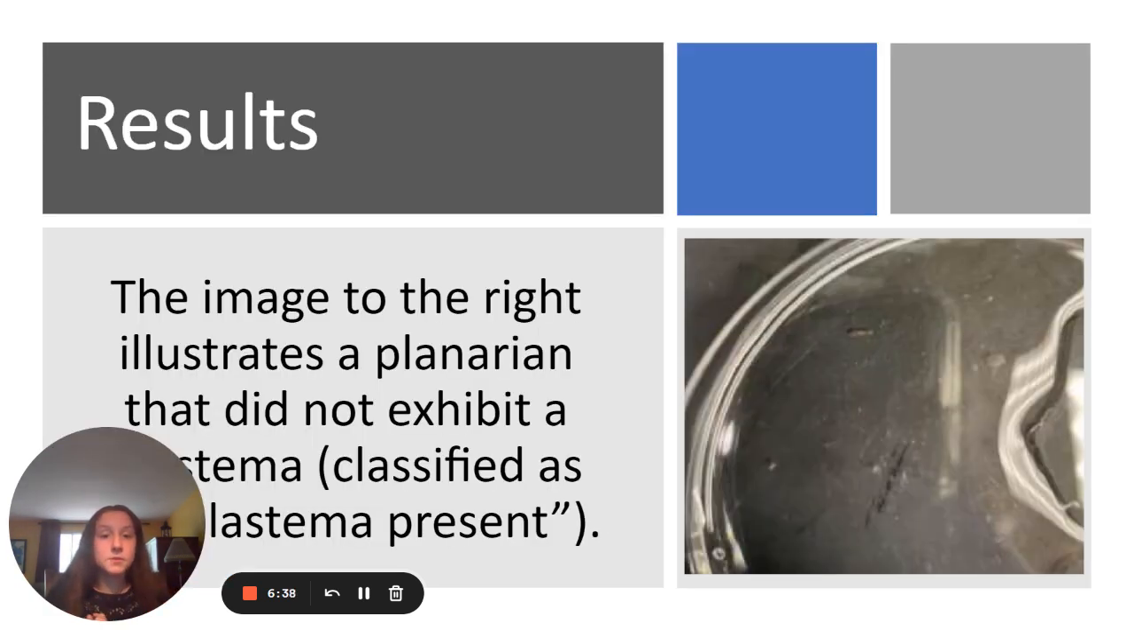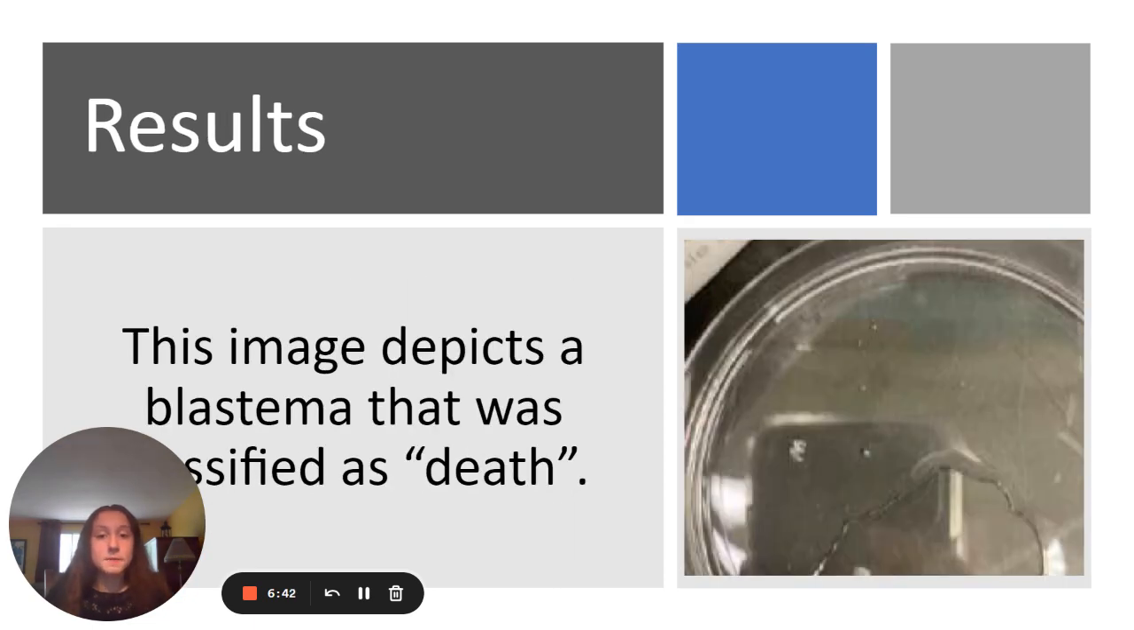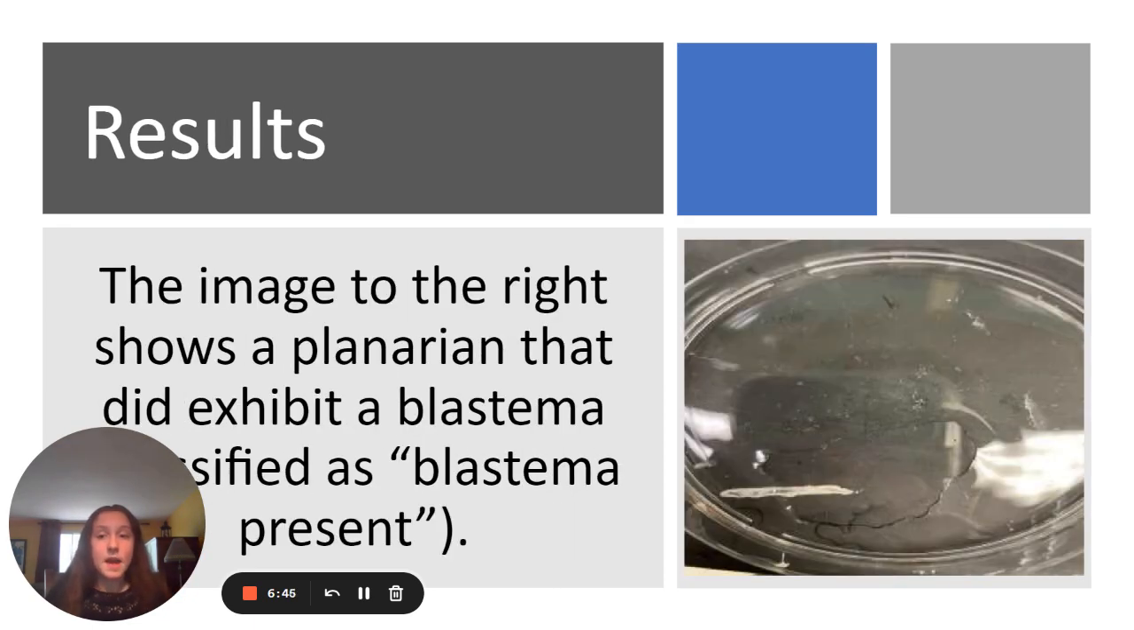Here are some images from my results. Here's a planaria that did not exhibit a blastema. This planaria was classified as death, and this planaria did exhibit a blastema.